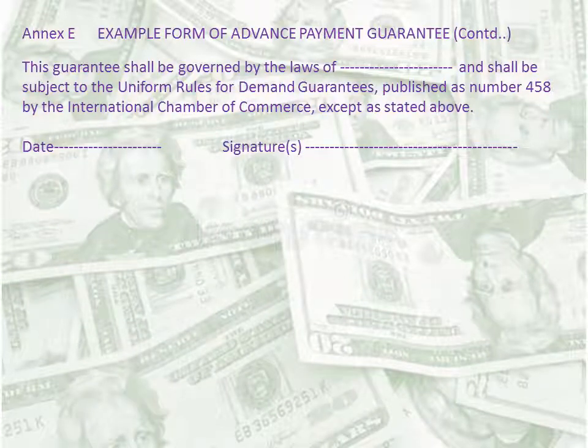And also it says this guarantee shall be governed by the laws of, you have to insert here what laws, and shall be subject to the uniform rules for demand guarantees published as number 458 by the International Chamber of Commerce except as stated above, and the date and signature. This can be changed based on the country and wherever. Sometimes the bank will have different forms, but any format has to be approved and accepted by the employer.